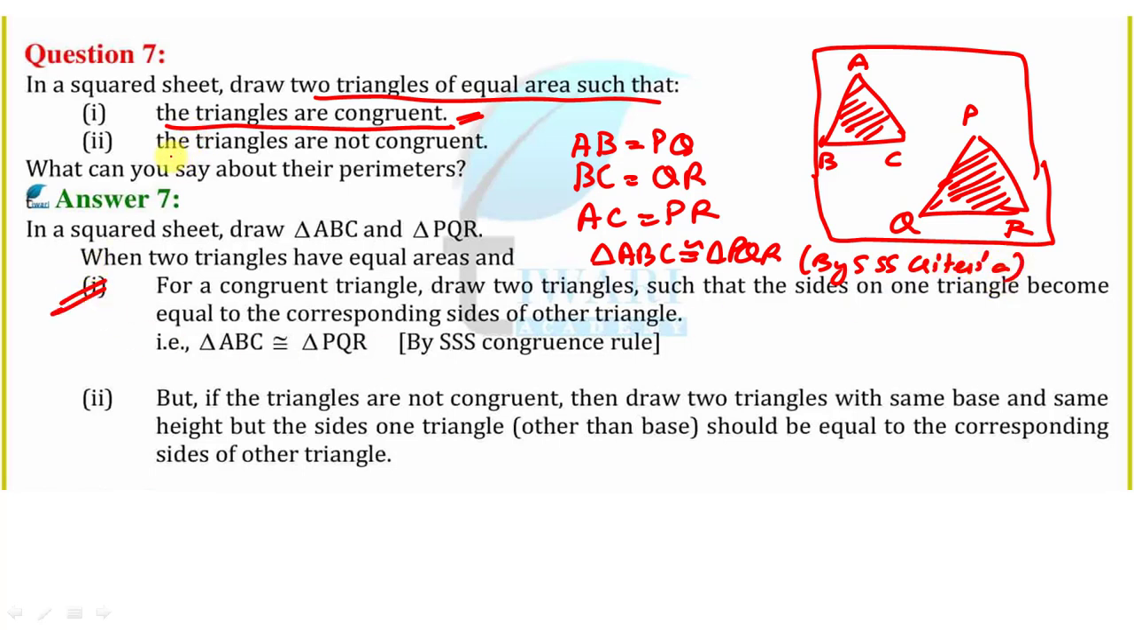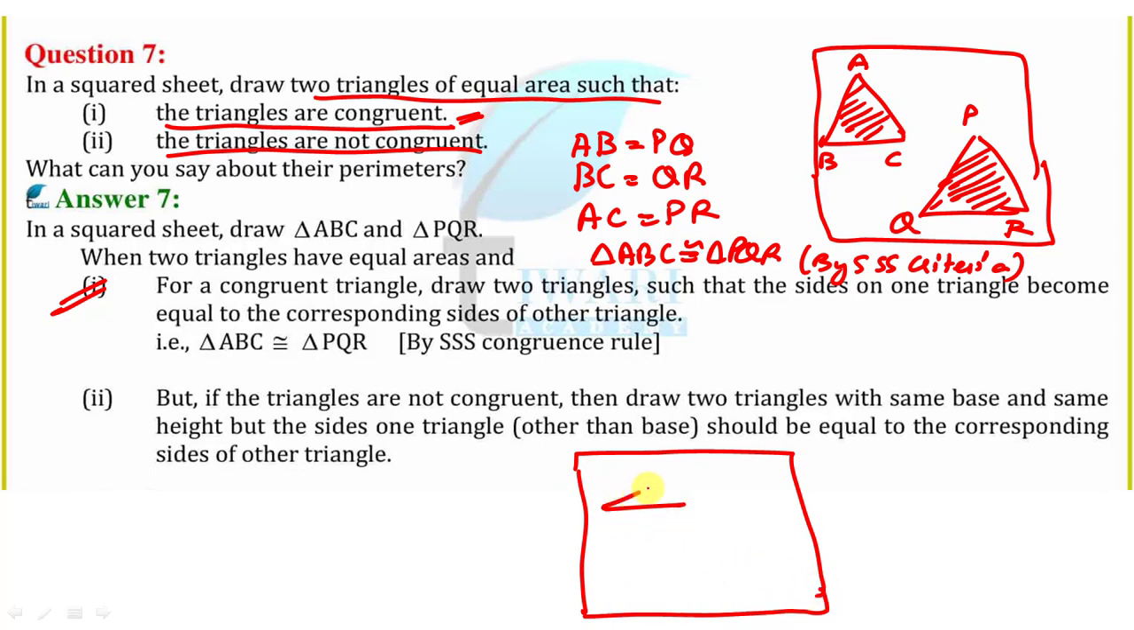The second part is where the triangles are not congruent. Suppose this is your square sheet, and suppose they have equal area. The first triangle is like this, and the second triangle is like this. These are A, B, C, P, Q, R.